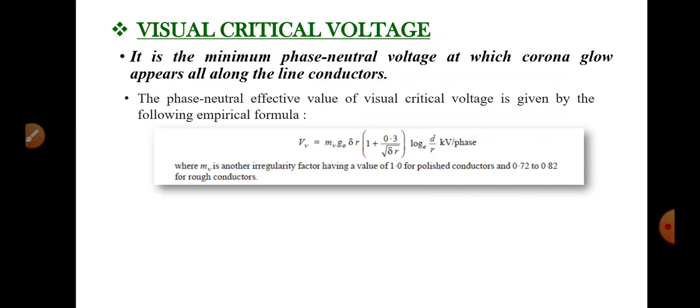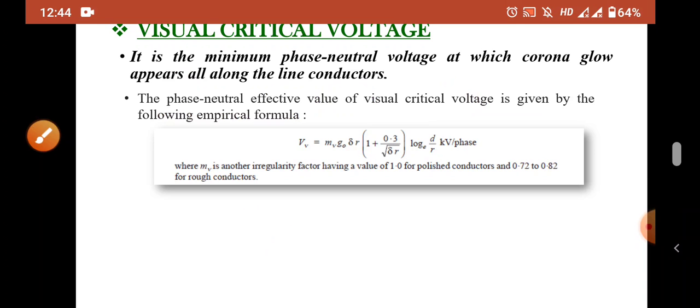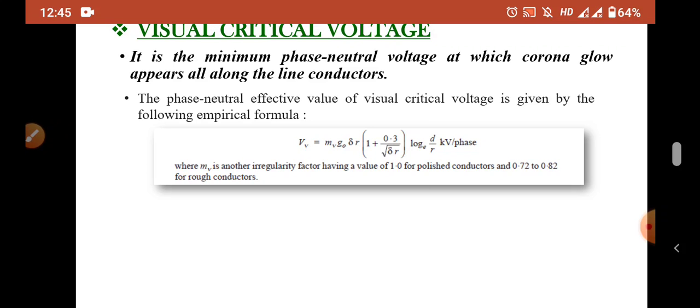Next important term is visual critical voltage. Before, we saw critical disruptive voltage denoted by Vc. Critical disruptive voltage was the voltage at which corona occurs. Next, visual critical voltage denoted by Vv. Vv is the minimum phase neutral voltage at which corona glow appears all along the line conductors. So visual critical voltage is the voltage at which corona glow appears all along the line conductors.